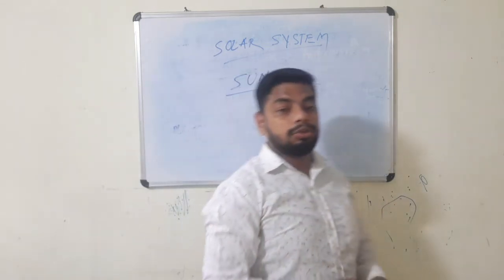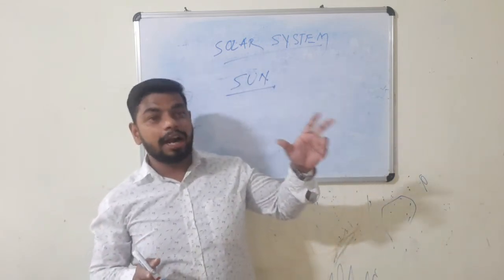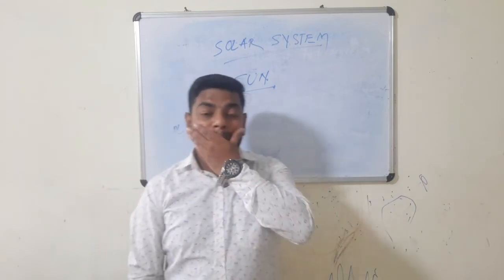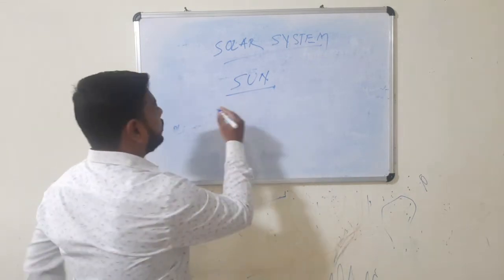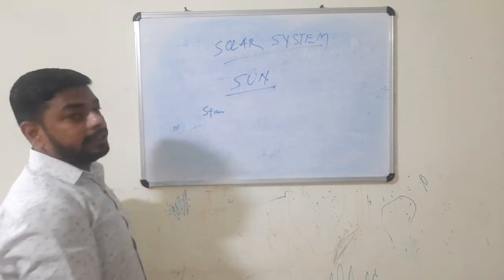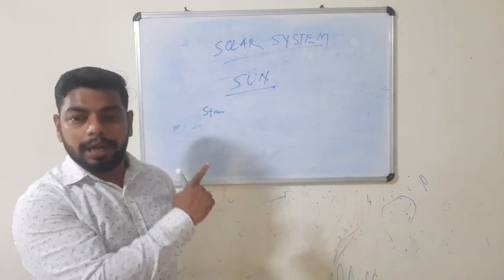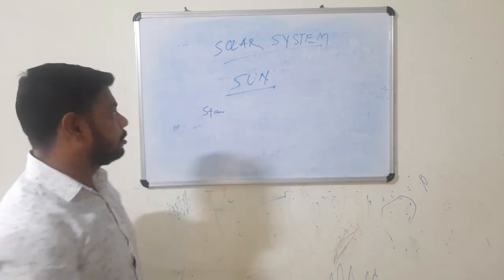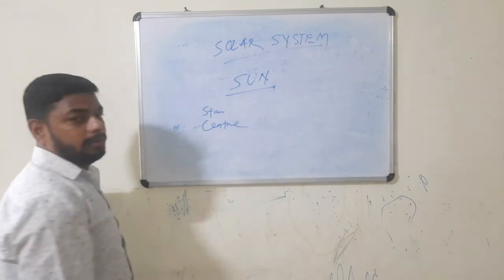Note it. Apart from the sun, the nearest star is Proxima Centauri. Our sun is a star. In fact, it is the largest heavenly body in our solar system, located in the center of our solar system.